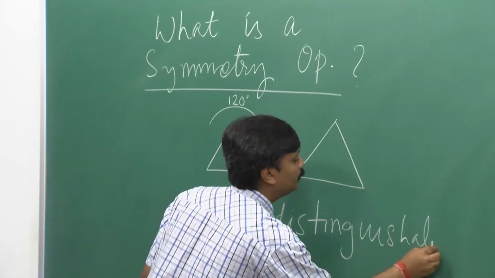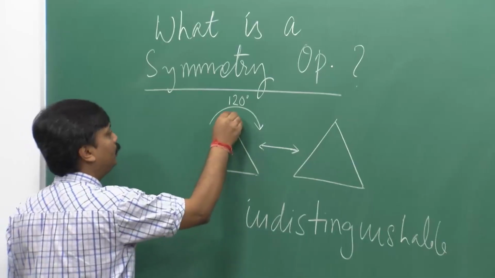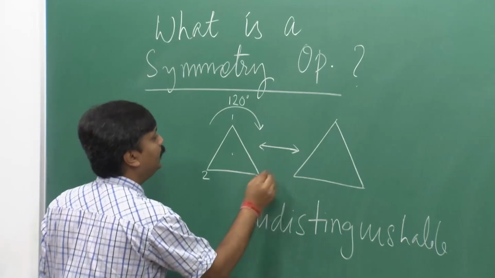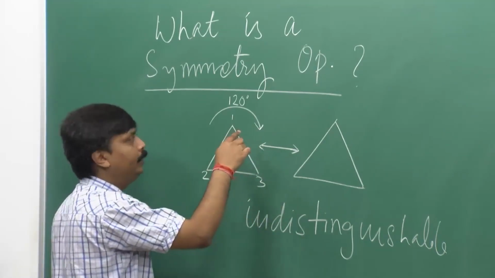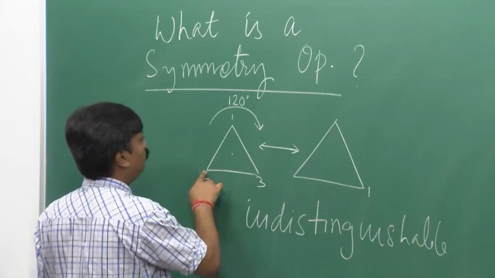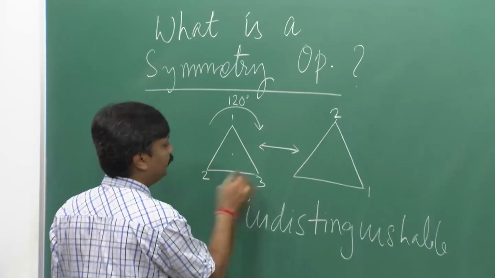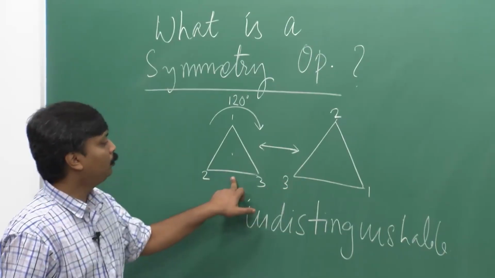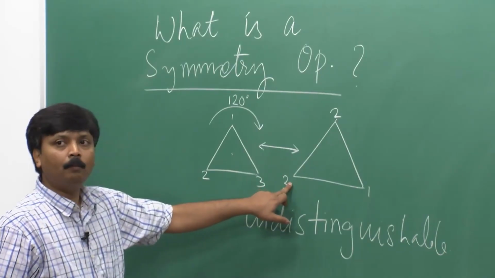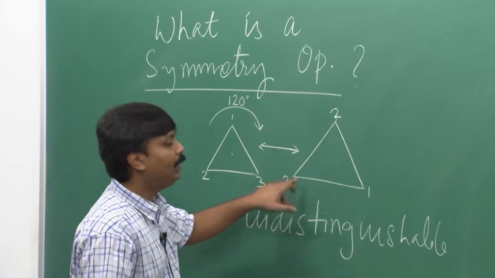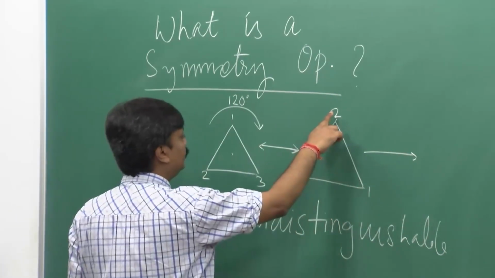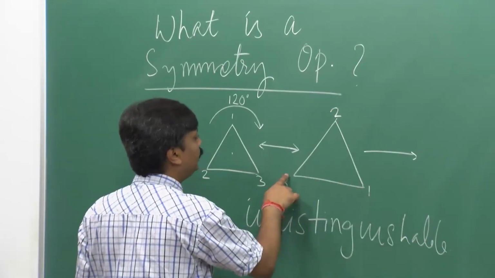If I could mark the corners, I could write 1, 2, 3. Upon a 120 degree rotation, 1 comes here, 2 goes here, and obviously 3 comes here. So these two, when I mark them, I can say they are indistinguishable, but they are not identical. Now if I give one more such rotation, 2 will come here, 1 will go here, 3 will go here.